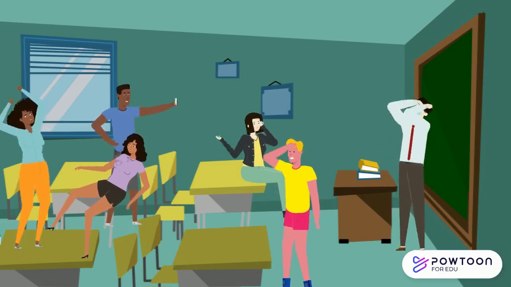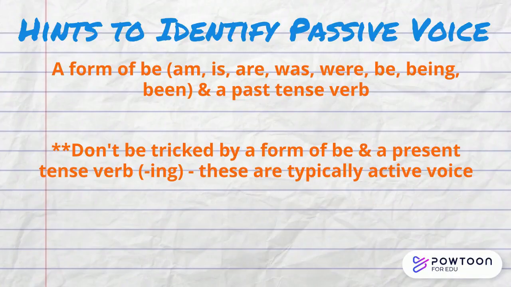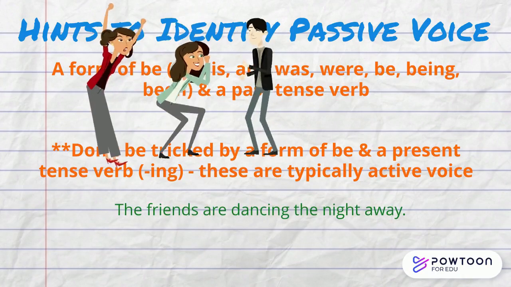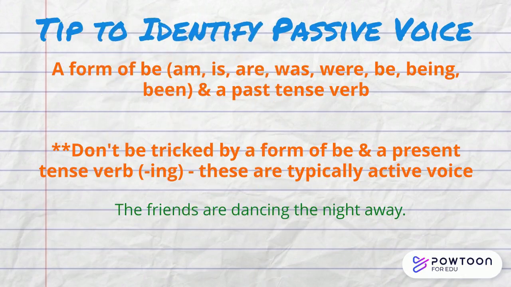One special note, don't be tricked by a form of be and a present tense verb, such as one with an ing ending, as these are typically active voice. For instance, the friends are dancing the night away. Are dancing would be the verb. This is a form of be, but a present tense verb. Think about it. The friends are actually performing the action, dancing. So this would be active voice.